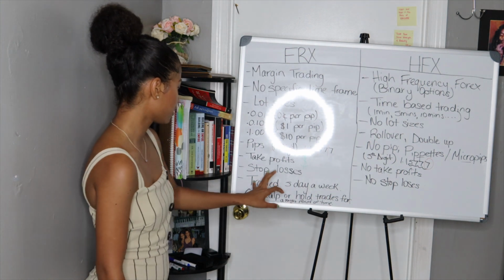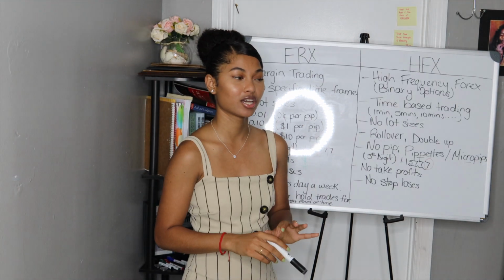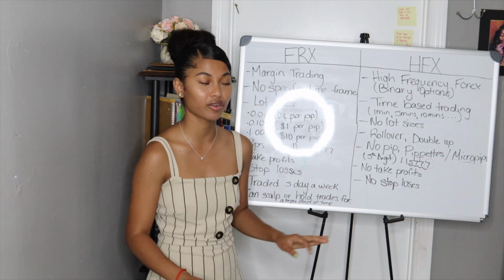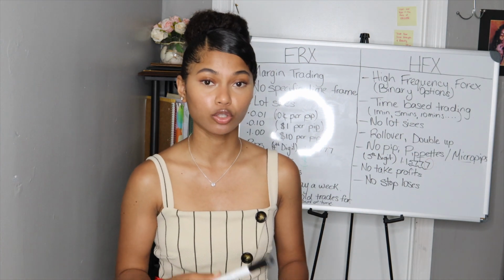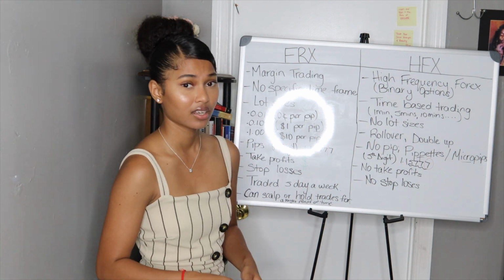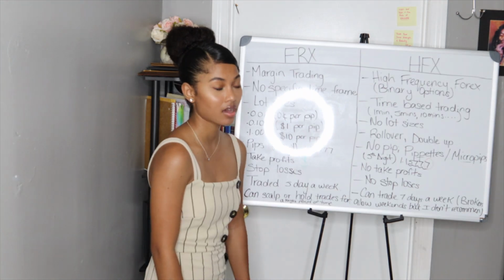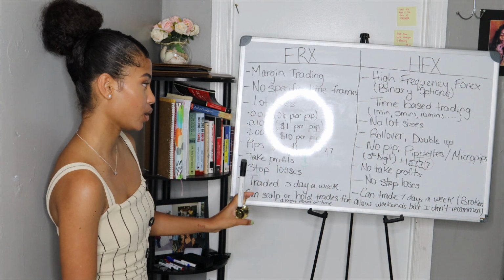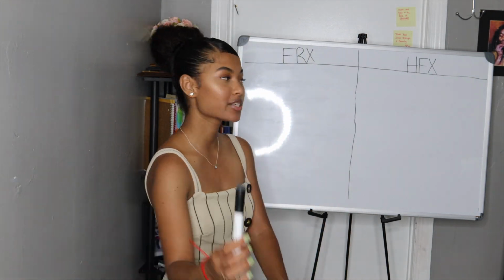Now, FRX is traded 5 days a week. HFX, on the other hand, you can trade 7 days a week, 24/7, okay? 7 days a week, but I wouldn't recommend trading on the weekends, because on the weekends, the brokers control the market. Brokers allow you to trade on the weekends, but I don't recommend it. All right, so these are a few differences. I still have a few more to go into. All right, so let's continue with our differences.